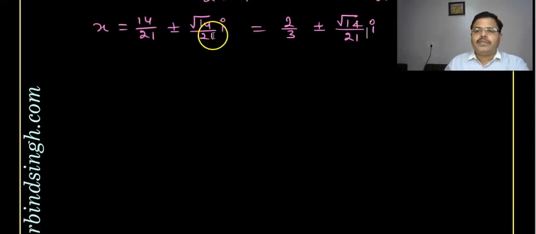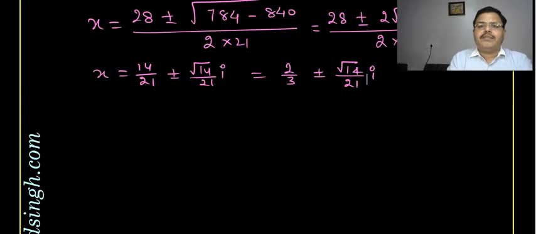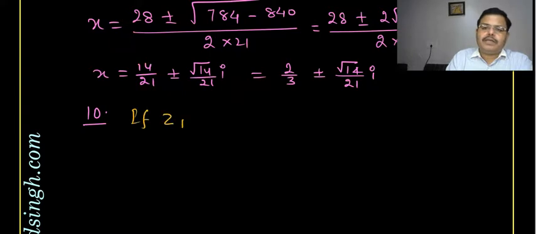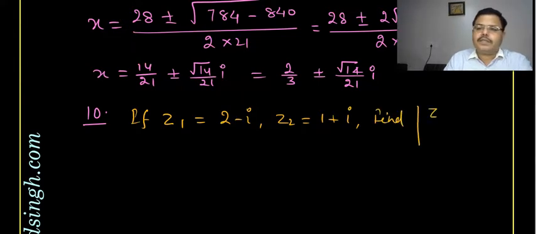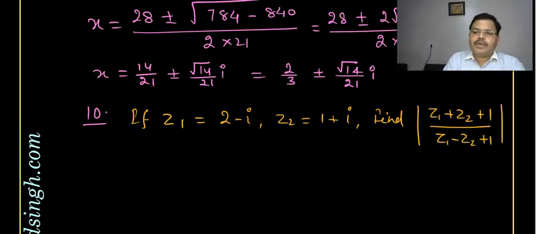Now there is question number 10, and that is a different question. So the series has been completed and the 10th question is different. What is that question? If z1 is equal to 2 minus iota, z2 is equal to 1 plus iota, find the modulus of z1 plus z2 plus 1 divided by z1 minus z2 plus 1, isn't it? This you need to calculate.